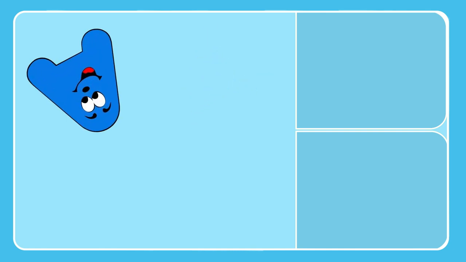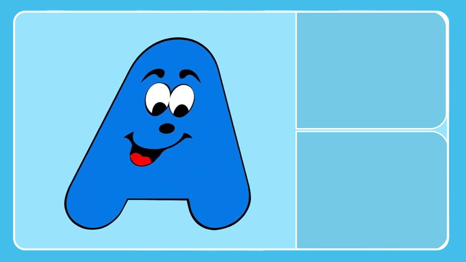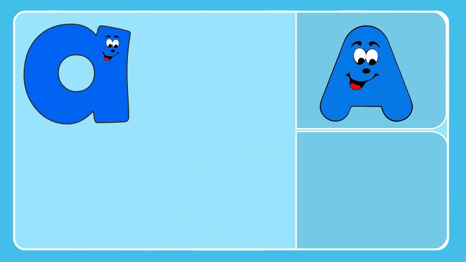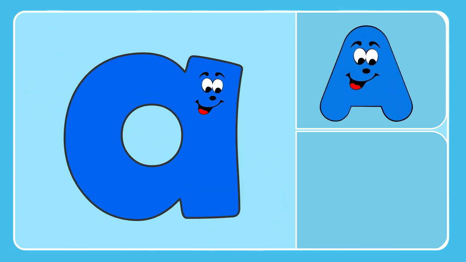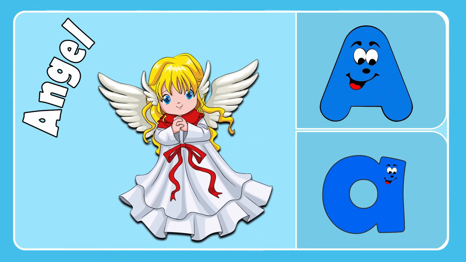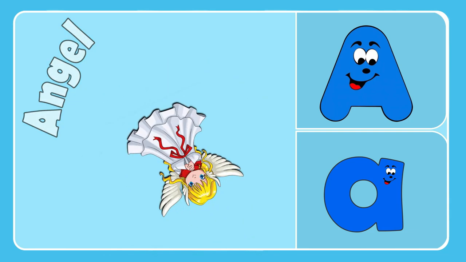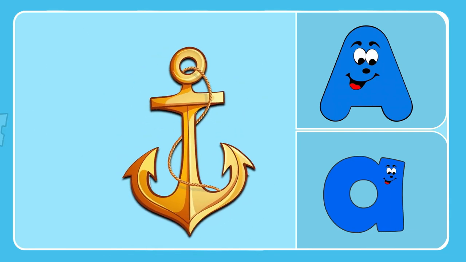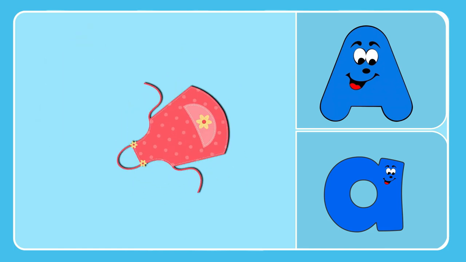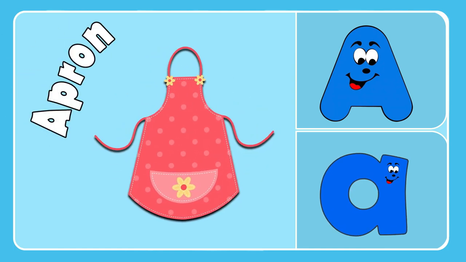Today we will learn alphabets and their sounds. Have you ever seen the letter A? Hi, I'm A. And my sound is A, A, A. And the objects start with me. Engine, A, A, Angel. Anchor, A, A, Anchor. Apron, A, A, Apron.